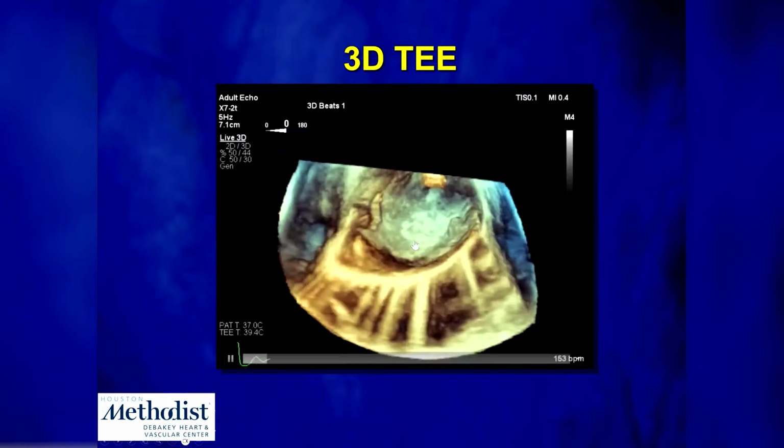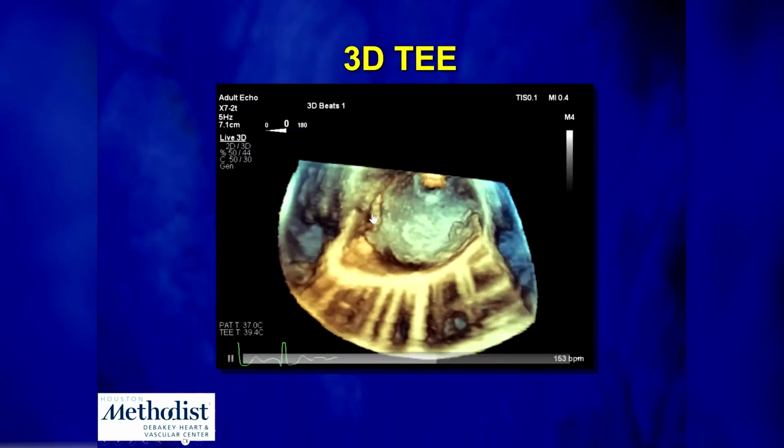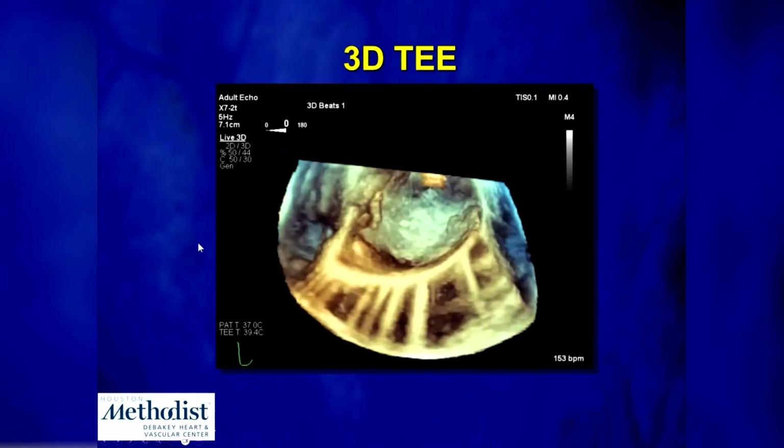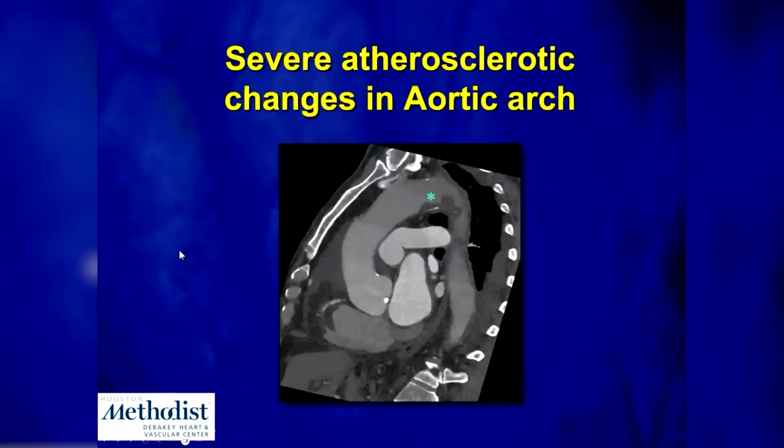And then this is what it looks like on a 3D TEE. You could see these plaques building up in the descending aorta, and one of them has a small mobile component. And then this is what it looks like on a CT. This is a sagittal view. This is going to be the STJ, ascending aorta. This is the aortic arch. This is the aortic isthmus. And you can see those large irregularly shaped plaques.